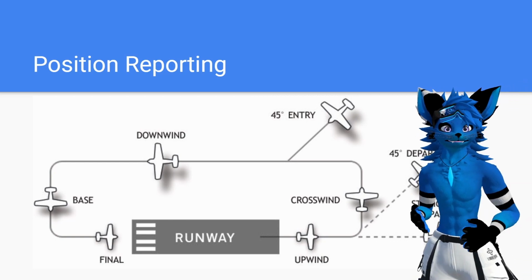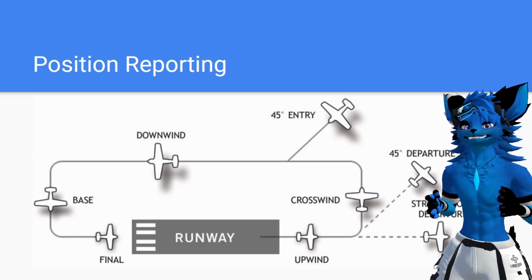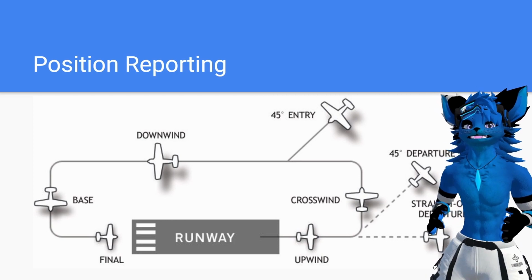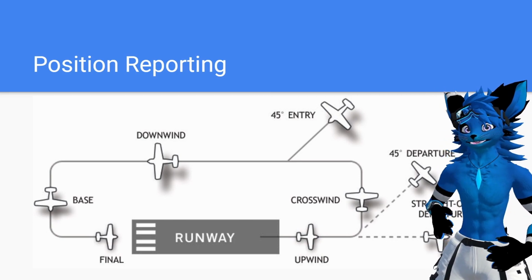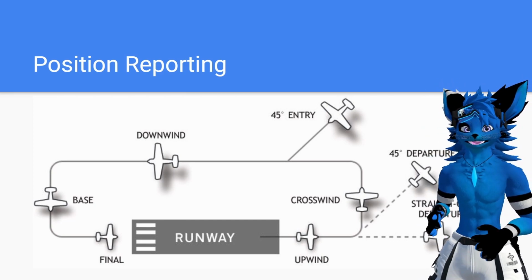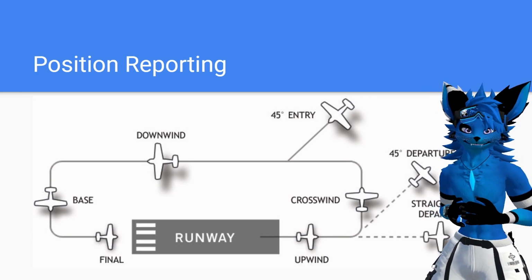Now, a standard traffic pattern is going to be making left-hand turns as you see here. If you're supposed to be making right-hand turns in your traffic pattern, the airport documentation is specifically going to say it. So if you're operating at an airport and you don't see anything about what kind of turns you're supposed to be making, you're going to be making left-hand turns. Now, once you enter the airport traffic pattern, you're going to want to make your position reports to reflect what part of this traffic pattern you're in.